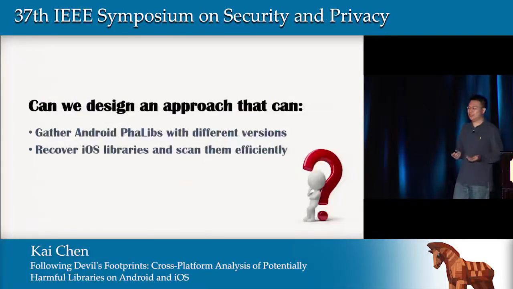So can we design an approach that can first, on the Android side, gather Android potentially harmful libraries with different versions, and on the iOS side, recover iOS libraries and scan them efficiently?